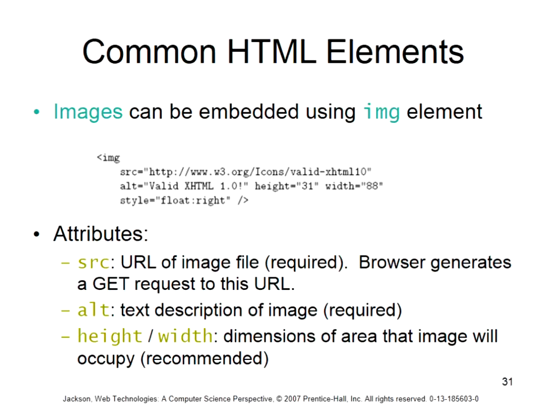So an image can be embedded using the IMG element. This is the tag IMG, and we can specify many attributes: the source of the image, and alt, and style, etc. So alt, this is the attribute, and this attribute will be displayed if the image is not provided.